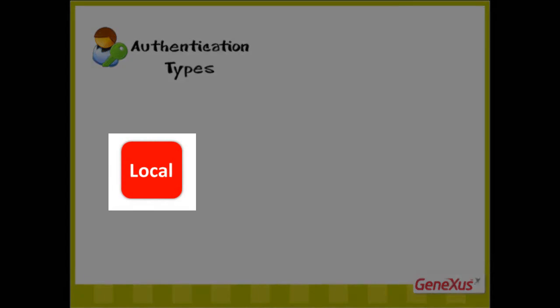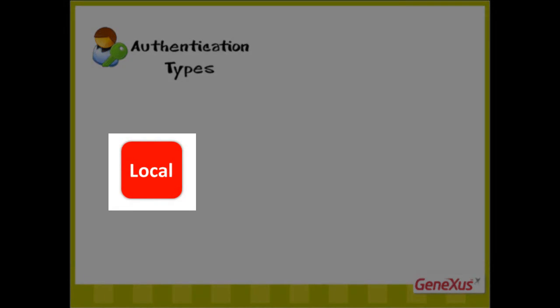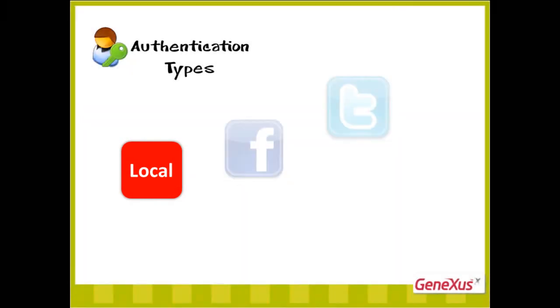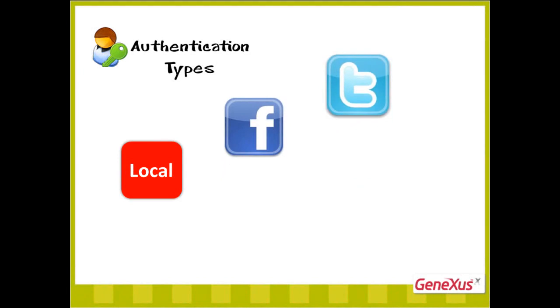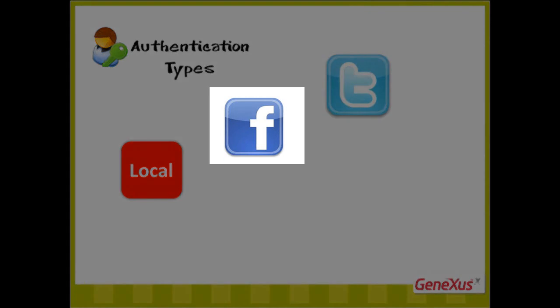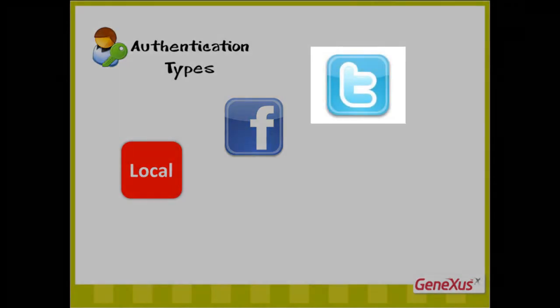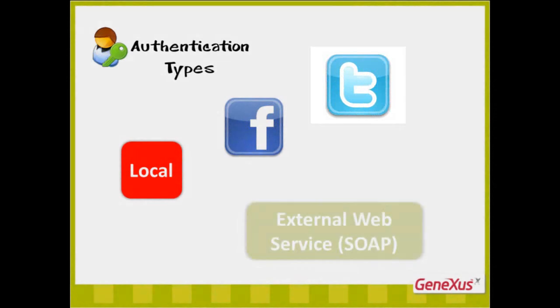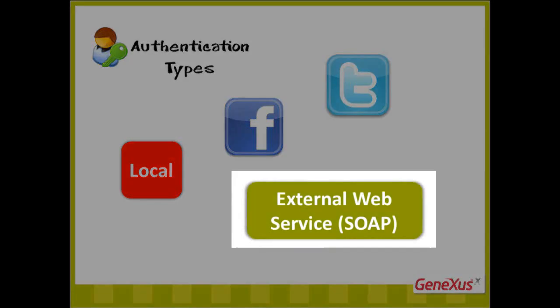GAM provides various authentication types. Local authentication, wherein users and all their credentials are stored on the database that we own. Facebook and Twitter, where the authentication mechanisms are those provided by these applications without the need to define local users. Authentication is done on the Facebook or Twitter site, respectively. It is also possible to authenticate against external web services by using another application's user and role repository, thus facilitating the integration of applications.